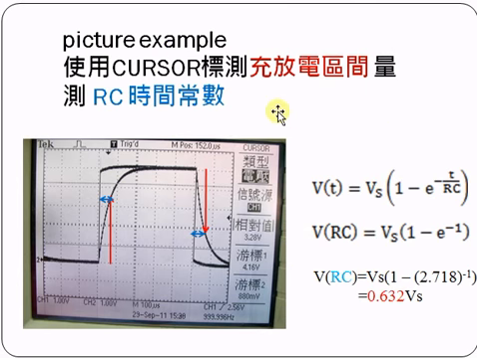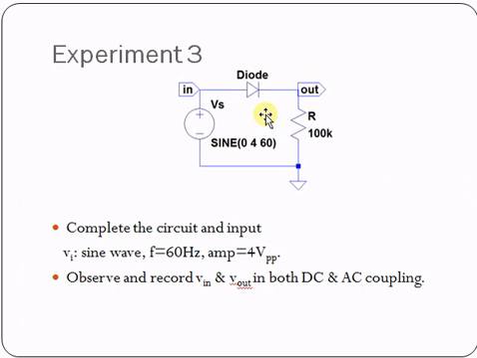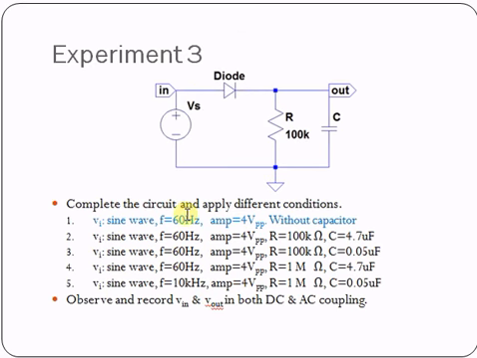This slide gives you a review for how to find the RC time. Experiment 3. Complete the circuit and input a sine signal with 4 volt peak-to-peak. Change configurations accordingly and observe the V-in, V-out with DC and AC coupling.